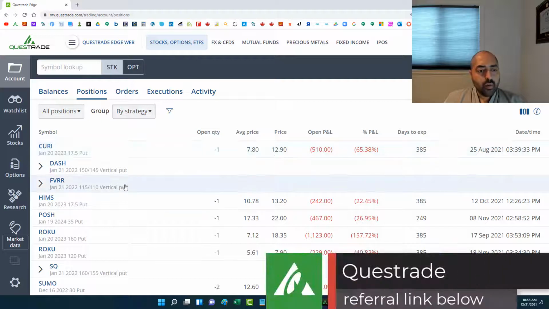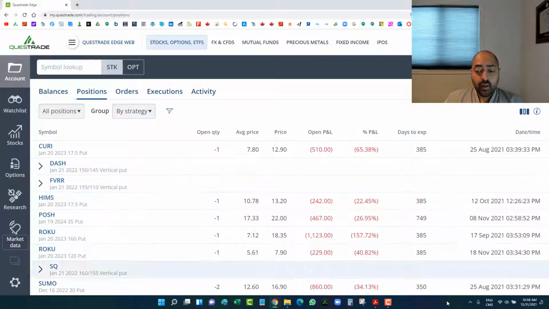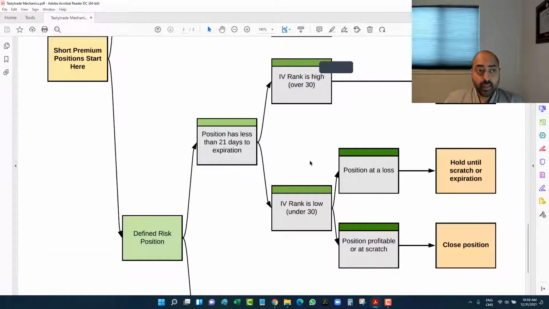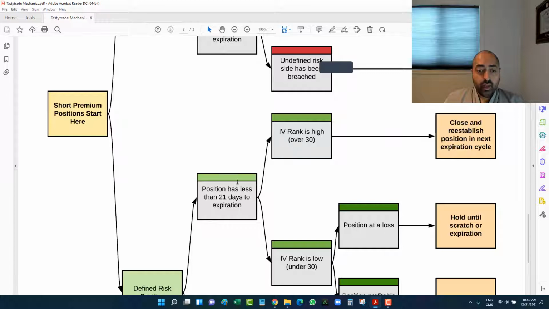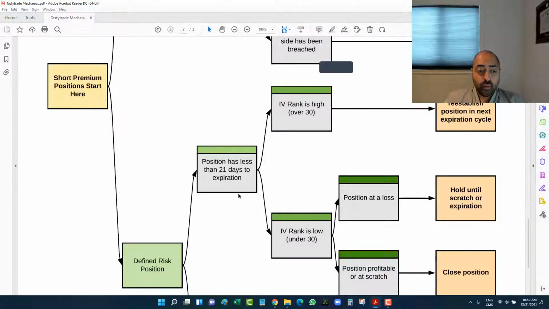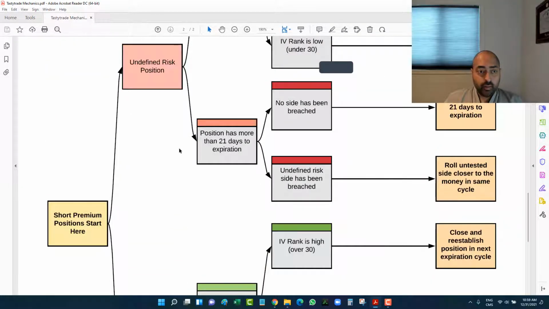All right, so I've got three put spreads expiring January 21st, which is 21 days away. And according to the tastytrade mechanics, if we have 21 days to go, we should manage the trade. So let's look at the position here.